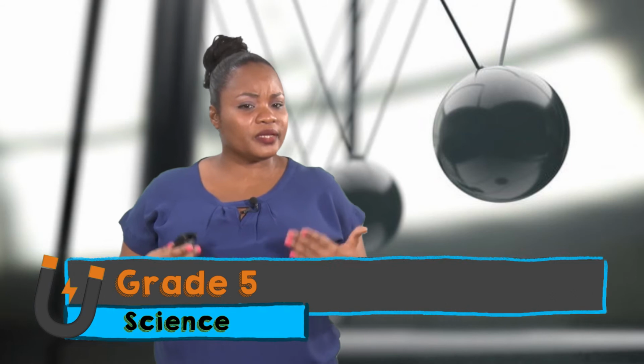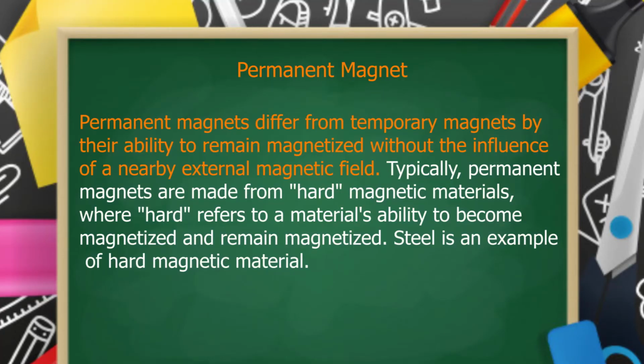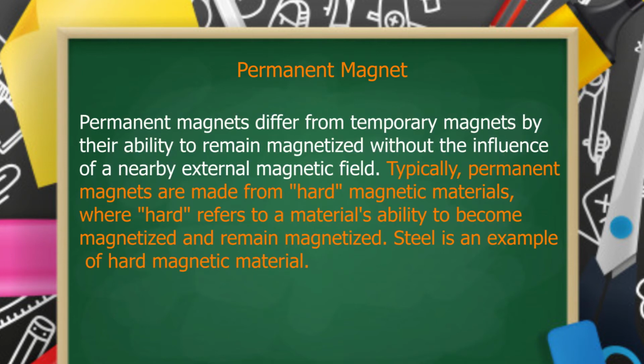When we talk about permanent magnets, they differ from temporary magnets by their ability to remain magnetized without the influence of a nearby external magnetic field. Typically, permanent magnets are made from hard magnetic materials, where hard refers to a material's ability to become magnetized and remain magnetized. Steel is an example of a hard magnetic material.